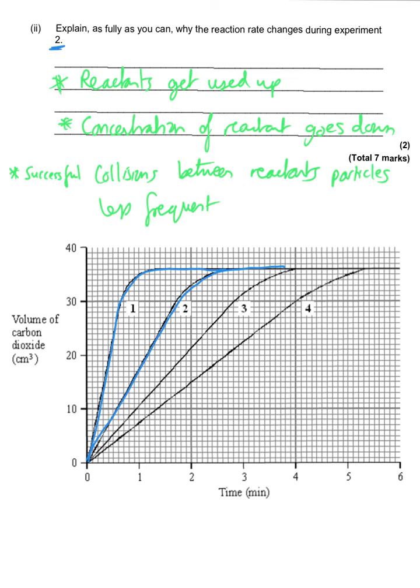And so if I just point to this point here, say on reaction 1, the collisions must be far less frequent than they were down here because the rate of reaction is producing far less gas in the same amount of time. And so the collisions between the reactants must be less frequent. And in fact, for showing off, we could say the word successful collisions between the reactants is less frequent. And that really, that third bullet point, because there's only 2 marks for this question, if it was me, I would say the first one and the third one. The reactants get used up, so the successful collisions between reactant particles is less frequent.